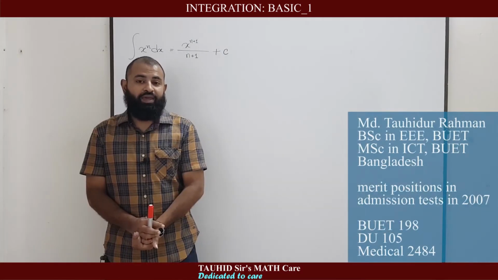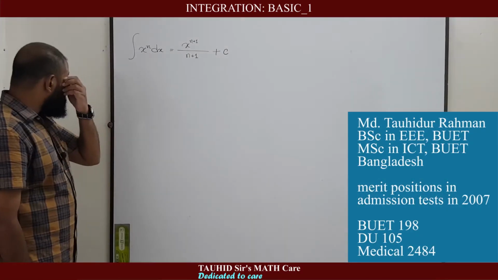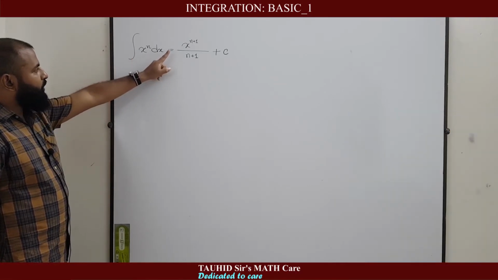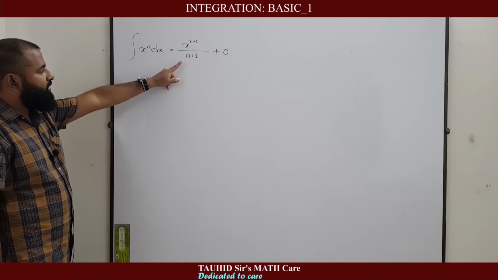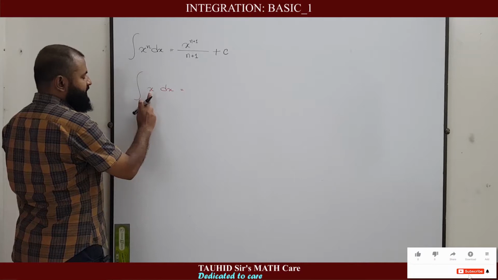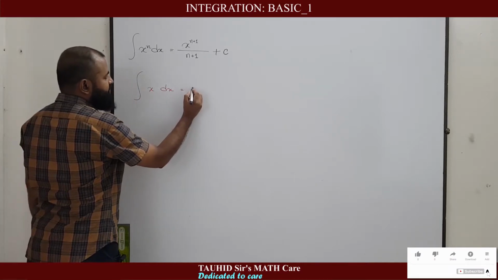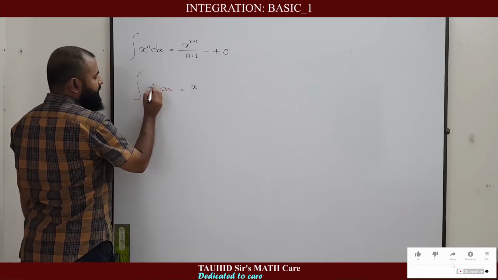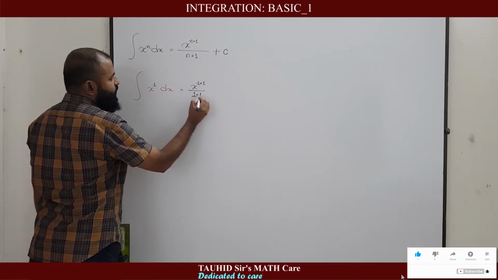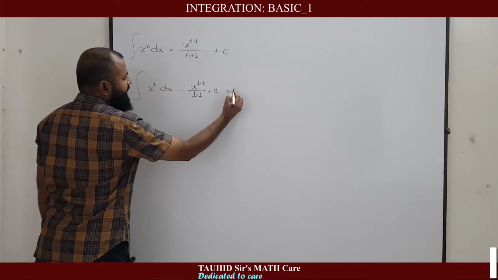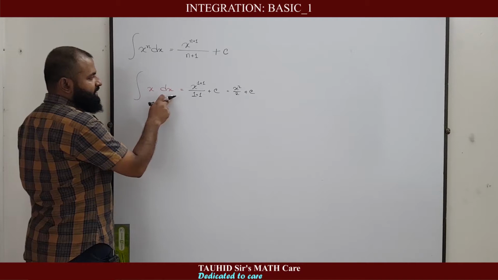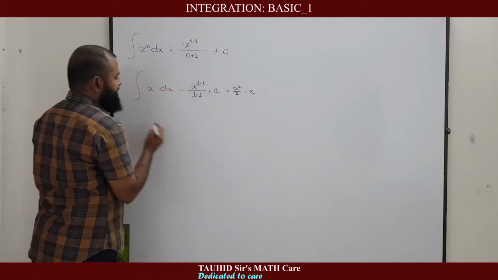Now let's see some examples on integration. The first formula we have learned: integration of x to the power n equal to x to the power n plus 1 divided by n plus 1 plus c. If I ask you what is the value of integration of x dx, this value is x to the power, here x means x to the power 1, 1 plus 1 divided by 1 plus 1 plus c. That means x square by 2 plus c. Therefore, integration of x dx equal to x square by 2 plus c.